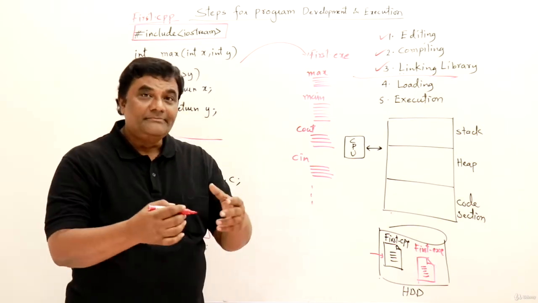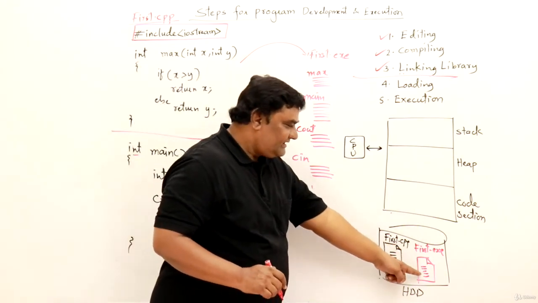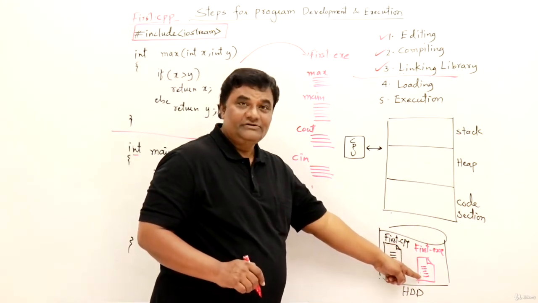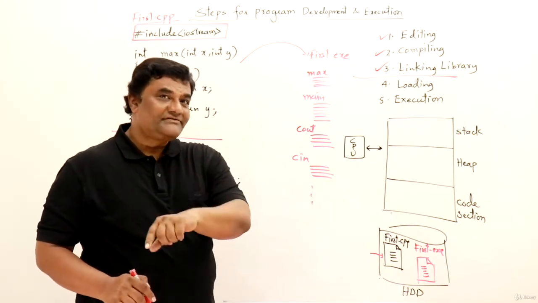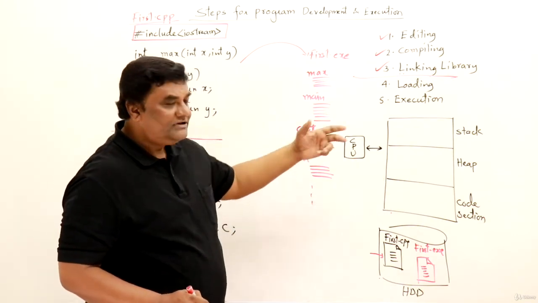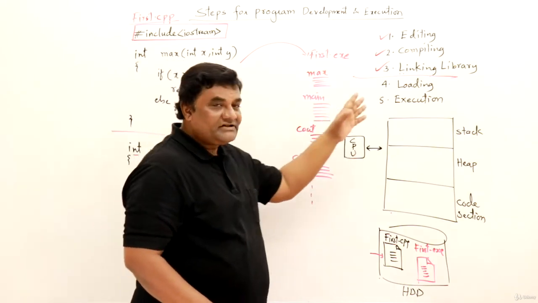Now I want to run the program. For running the program, first of all, this exe file, the content, that is machine code, should be brought into the main memory. I have been telling you this in the previous videos also. So it should be brought into the main memory. So this is the main memory. This main memory we will study a little bit.